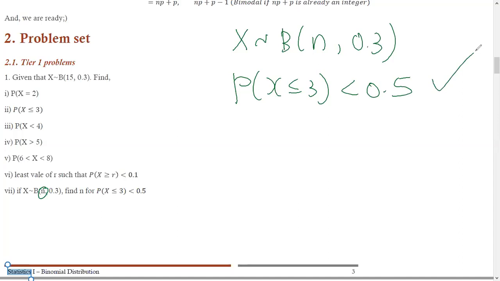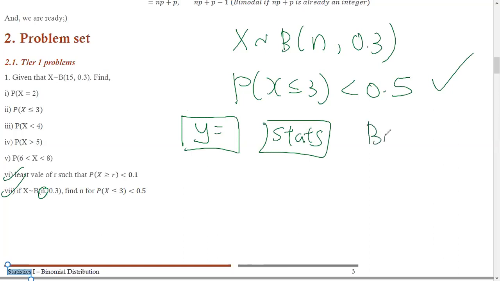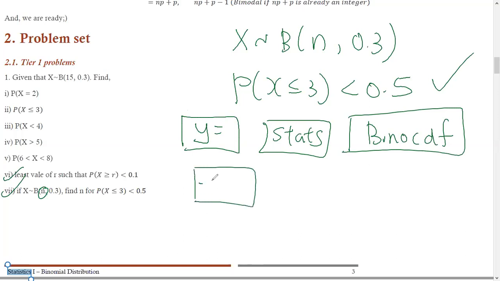So we are still going to use the same steps. We are going to use table. So part 6 and 7 is the same step. We must use table. So y equals, go to stats, go to binomial CDF, then you insert, then you press enter, then you go to your table. From the table, you will search for the probability that is less than 0.5, and this will give you n equals 12. Again, I will further detail this later when we come into the question.